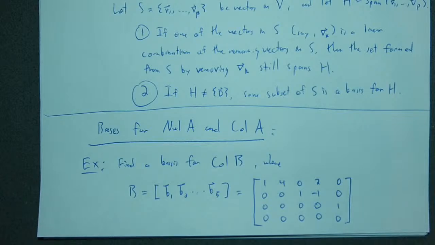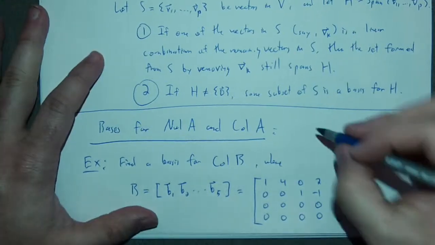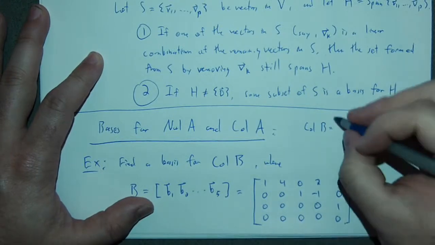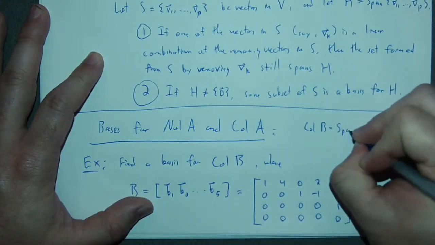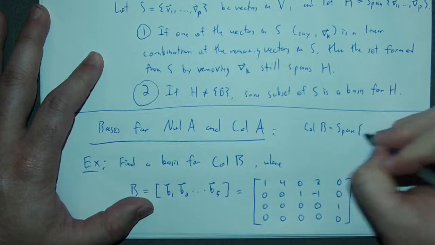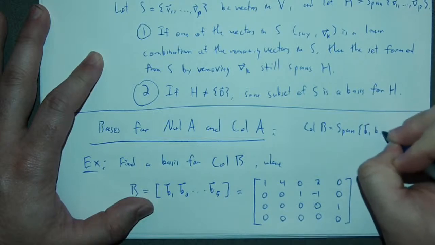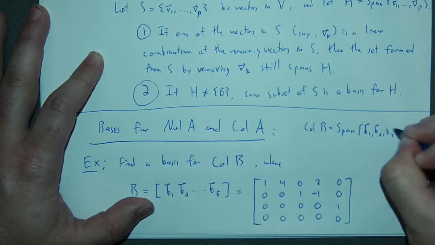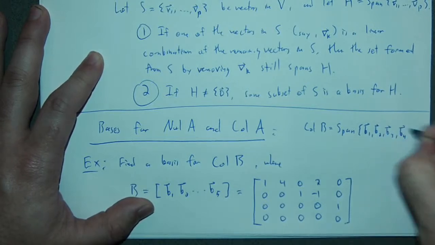Okay. All right. So, how do I find a basis for this? What is the column space of B? So note the column space of B is, I'm not going to rewrite all these, that would take too long. I'm going to write this as the span of all the column vectors, right? So it's the span of the set of vectors, which is all the columns of B.